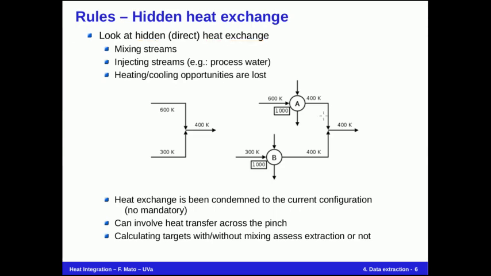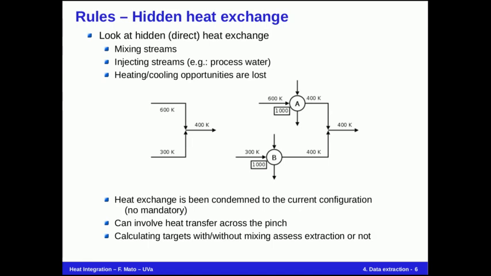But it is better to see before if you can use this heating or this cooling in another part of the problem. If you do that, the heat exchange is then condemned to the current configuration, which is not compulsory. You can take heat out or put heat in streams. It is better for your balance. In particular, heat exchange by direct mixing can involve heat transfer across the pinch. That is a way to expend more utility than needed, as we will see.